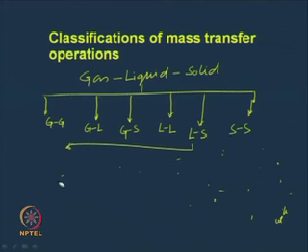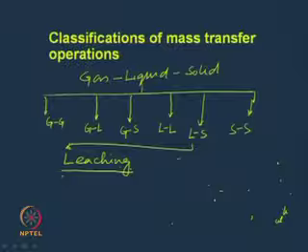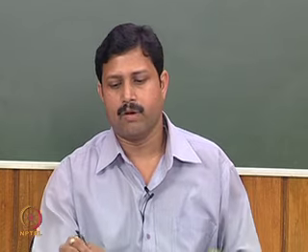Other type of liquid solid systems is leaching. Here we use a selective solvent to separate the components in the solid mixture. For example, we extract ore using a liquid solvent. And the last category is the solid systems. Since the diffusion in solid systems is very low, this process is not commercially viable.